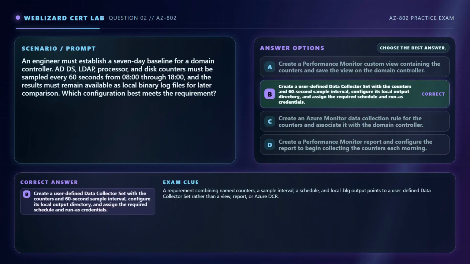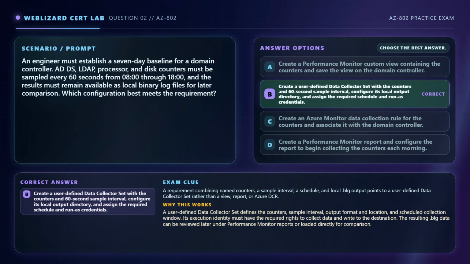The correct answer is B. Create a user-defined data collector set with the counters and 60-second sample interval. Configure its local output directory and assign the required schedule and run as credentials. A user-defined data collector set defines the counters, sample interval, output format and location, and scheduled collection window. Its execution identity must have the required rights to collect data and write to the destination. The resulting .blg data can be reviewed later under Performance Monitor Reports or loaded directly for comparison.